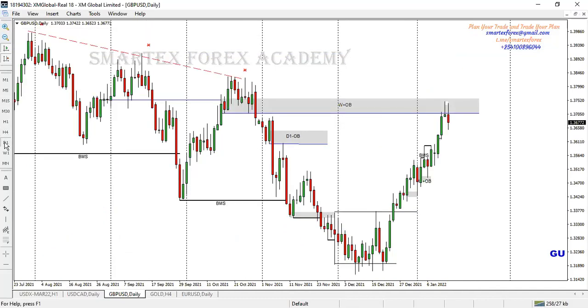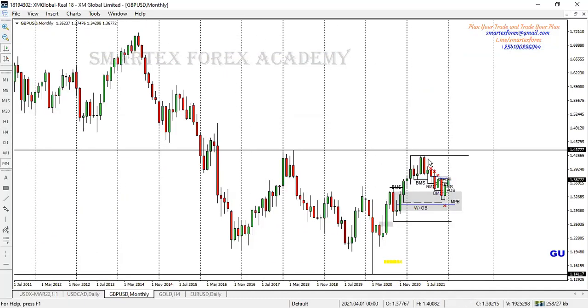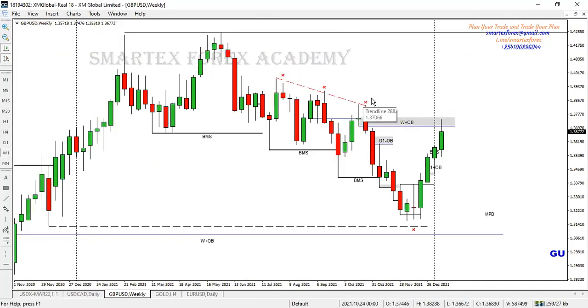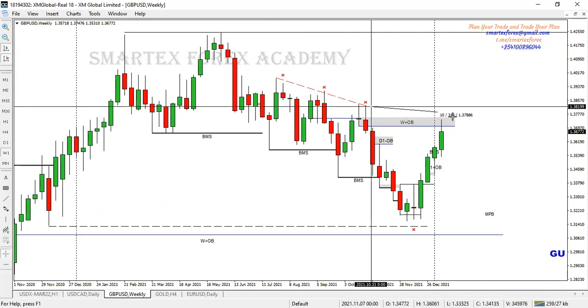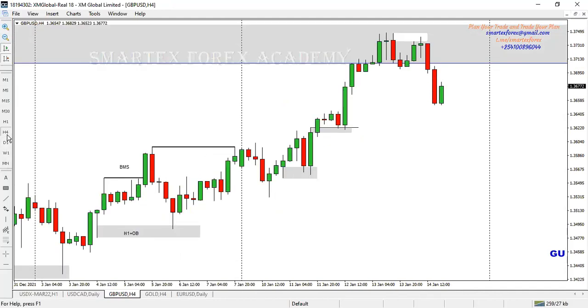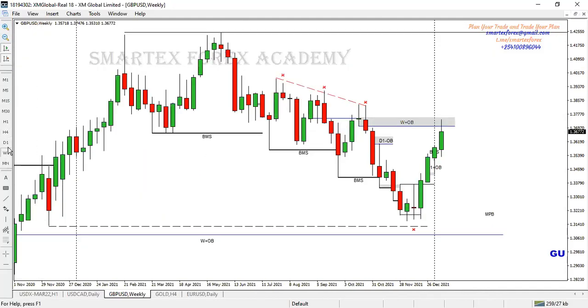And still on weekly time frame, since we are still bearish, we need to see the price go above here so that we declare that now in weekly time frame we are bullish. But in other time frames we are bullish, like D1, H4 is still bullish.